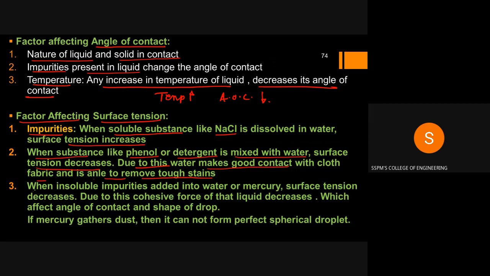And last, when insoluble impurities are added to water or mercury, surface tension will decrease. Due to this, the cohesive force of that liquid will decrease. So when we add any impurity, it decreases the cohesive force, and because of that, surface tension will decrease.